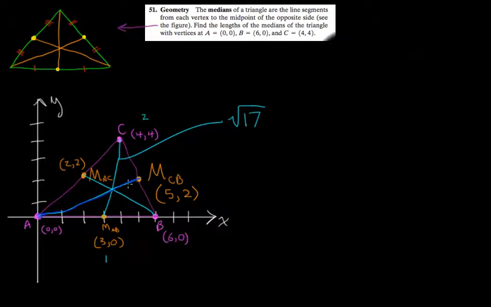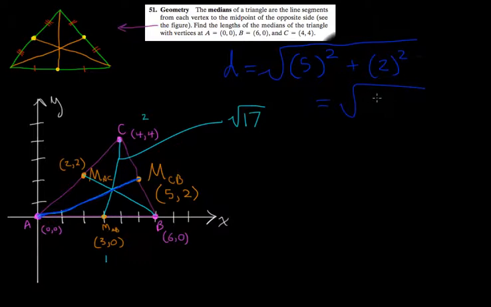Okay, so I'm just going to redo this in blue. We're going to find the distance of this blue line from M subscript CB to A. The midpoint I'll make x2 and y2, and I'll make A x1 and y1. So distance is equal to the square root of 5 minus 0 squared, plus 2 minus 0 squared. That's 25 plus 4, so this is equal to square root of 29.